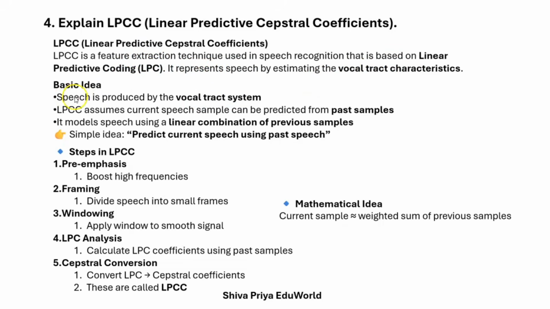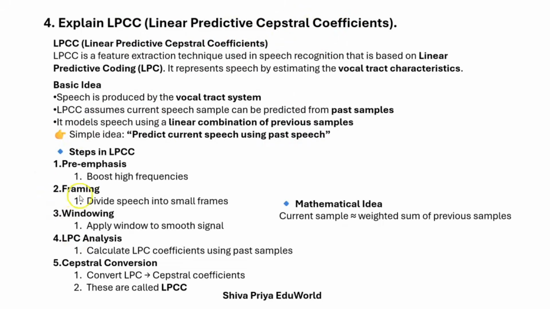Let us see. Speech is produced by the vocal tract system. Everyone knows this. And LPCC assumes the current speech sample can be predicted from the past samples. By using the past samples, it will predict the current speech sample. Clear? And it models speech using a linear combination of previous samples. That is why the name itself says linear predictive cepstral coefficients. Here we predict current speech using the past speech. This is the best example for this LPCC.